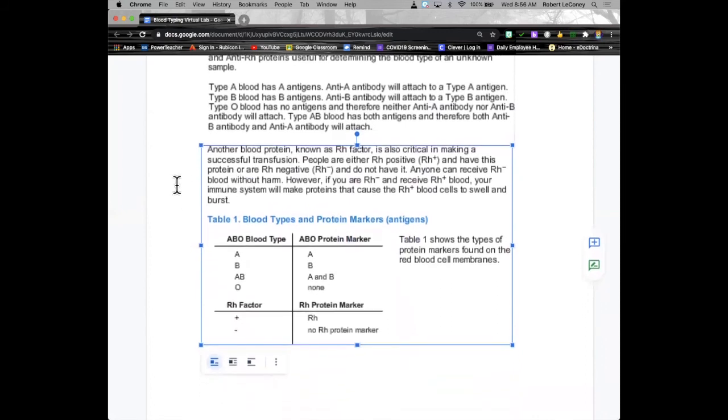Another blood protein known as Rh factor is also critical in making a successful transfusion. People are either Rh positive and have this protein, or Rh negative and do not have it. Anyone can receive Rh negative blood without harm. However, if you are Rh negative and receive a positive, your immune system will make proteins that cause Rh positive blood cells to swell and burst.